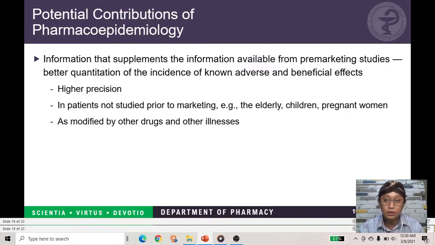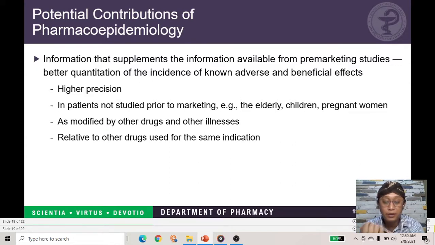And also the information from pharmacoepidemiology can be used to study the effects that can be modified by other drugs. We usually call it drug interactions or other analysis. Also, in pharmacoepidemiology, we can compare the effectiveness or the safety profile of the studied drugs relative to other drugs, whether they are in the same pharmacologic class or even in the chemical class.